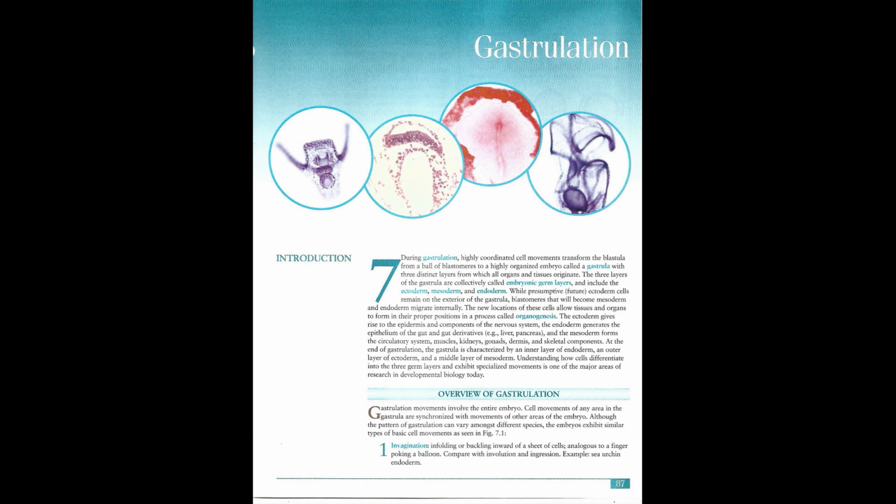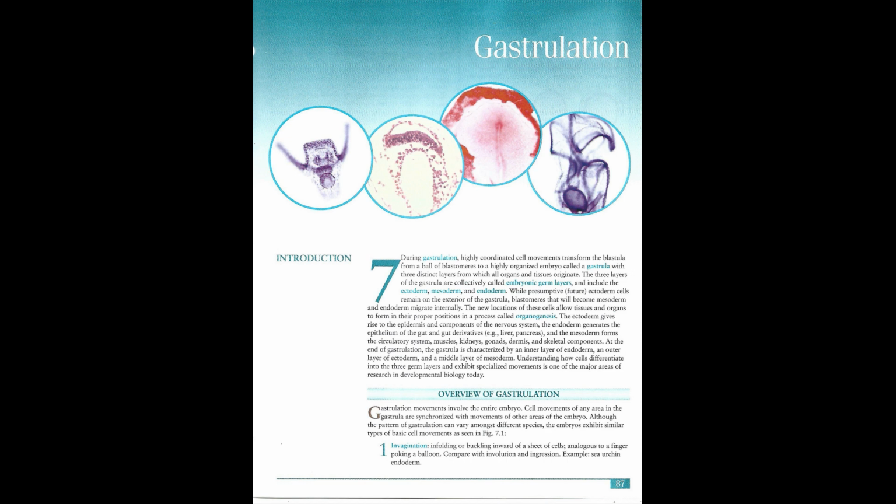During gastrulation, highly coordinated cell movements transform the blastula from a ball of blastomeres to a highly organized embryo called a gastrula with 3 distinct layers from which all organs and tissues originate. The 3 layers of the gastrula are collectively called embryonic germ layers, and include the ectoderm, endoderm, and mesoderm.